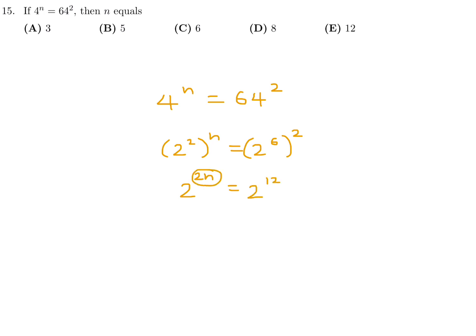Well, the bases are the same, so that means the exponents are the same. So that means that 2n is equal to 12, therefore n is equal to 6. So number 15, the answer is 6, and that would be choice C.